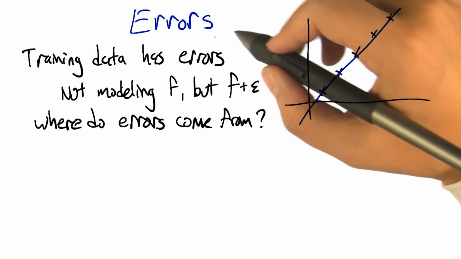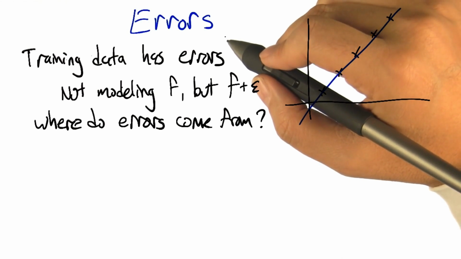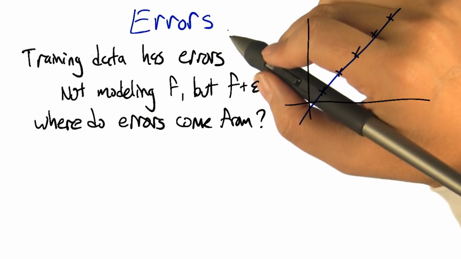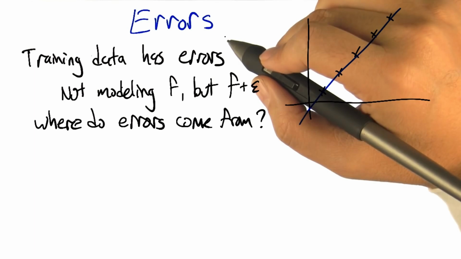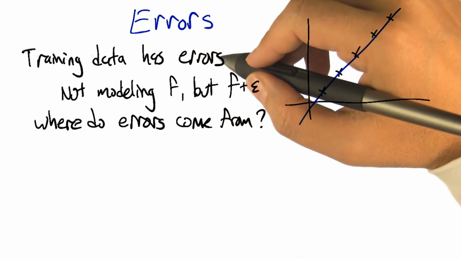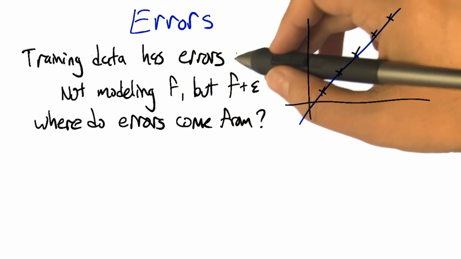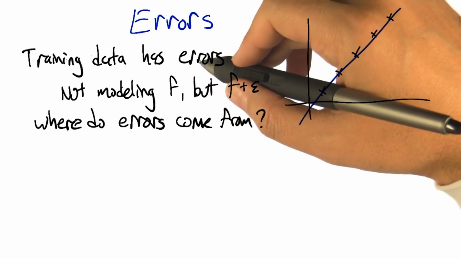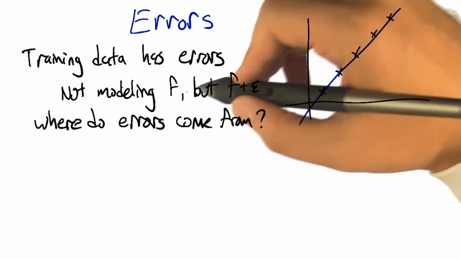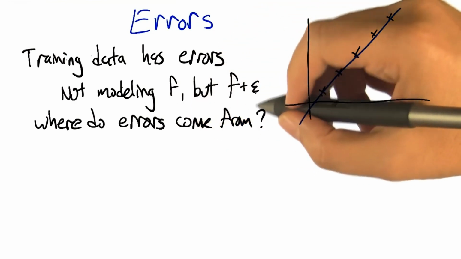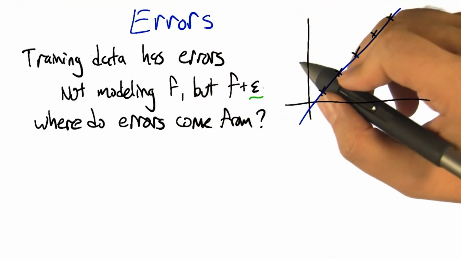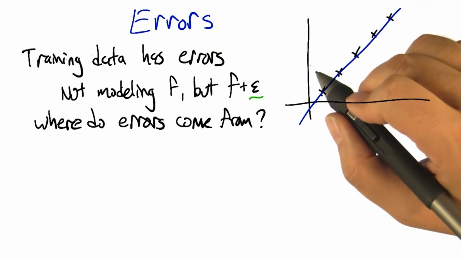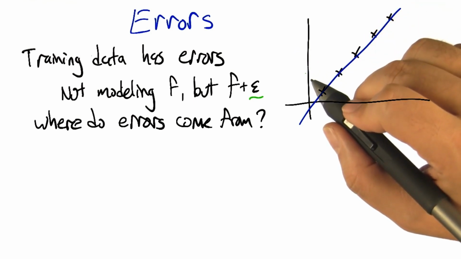All right, now part of the reason that we can't just solve these kinds of problems by solving a system of linear equations and just being done with it, the reason we have to do least squares is because of the presence of errors. The training data that we are given has errors in it, and it's not that we're actually modeling a function, but the thing that we're seeing is the function plus some error term on each piece of data. So I think it's reasonable to think about where do these errors come from?